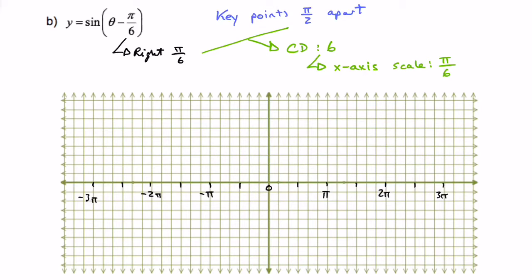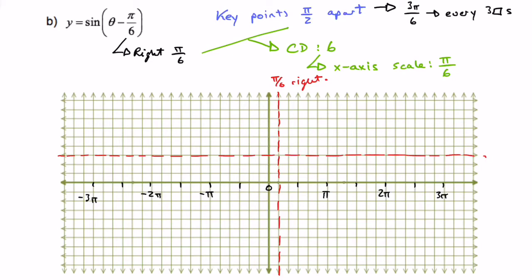All right, I'm just going to mark now the phase shift onto the graph, and then I'll mark the amplitude above and below the x-axis. So key points, which are pi over 2 apart, means 3 pi over 6 is pi over 2. So it's every 3 squares is a key point. Pi over 6 to the right is pretty easy. I just go 1 square to the right is pi over 6 to the right.